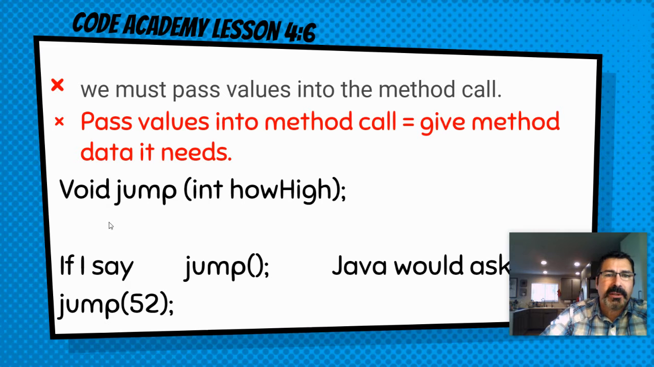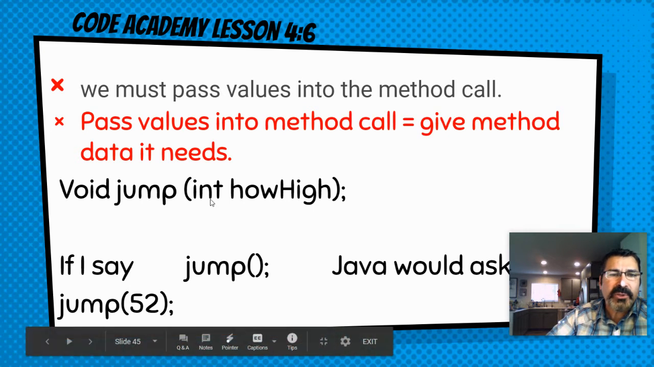So if somebody wrote a method for jump, so you were teaching your car to jump. I don't know why you'd teach your car to jump, but I guess you could. So you'd say void jump int how high. Okay, so you'd create the jump method, and you're saying, hey, if I'm teaching how to jump, in order to jump, you have to tell me how high. And so when you're actually asking a car to jump, you'd say jump 52.